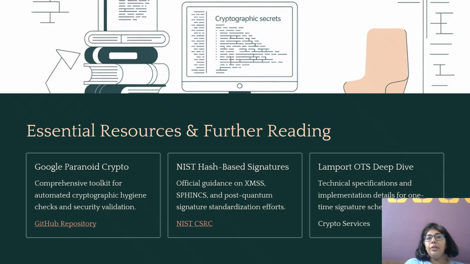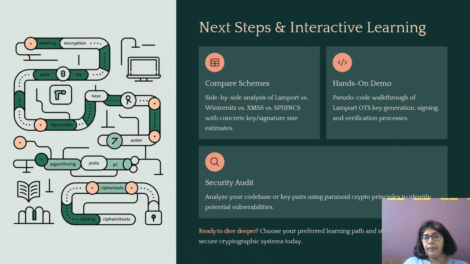Essential resources for further reading are Google's Paranoid Crypto, a comprehensive toolkit for automated cryptographic hygiene. There is a GitHub repository link as well if you want to do some reading on it. NIST hash-based signatures, official guidance on XMSS, and post-quantum signature standardization efforts by NIST as well, and a Lamport OTS deep dive with technical specifications provided, and the crypto services offered by Google itself.